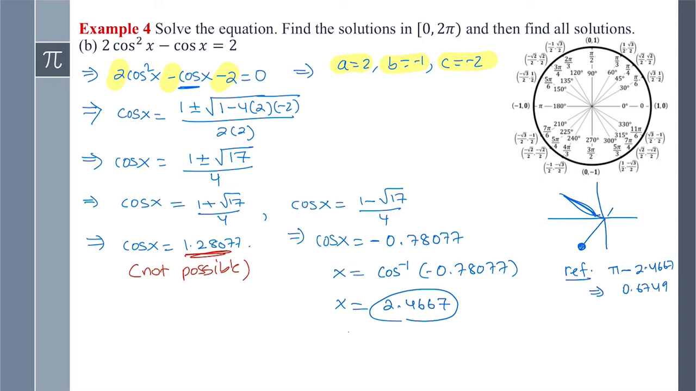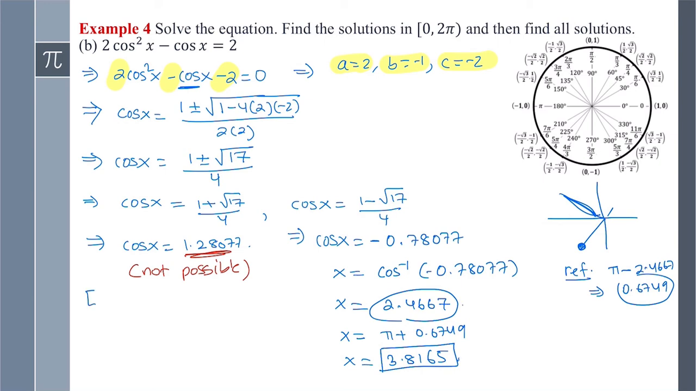0.6749. And then to find the angle in the third quadrant, we do pi plus the reference angle, 0.6749. That gives us x equals 3.8165. So this is the angle in the third quadrant. So we have two values: this is in the second quadrant and this is in the third quadrant. Let me write it here.